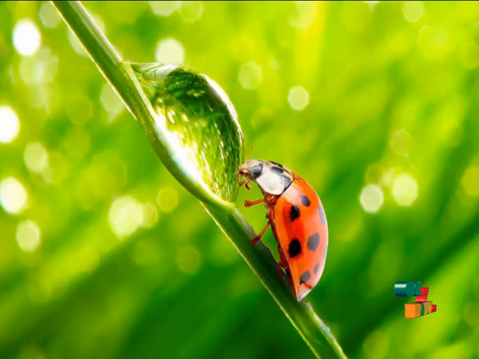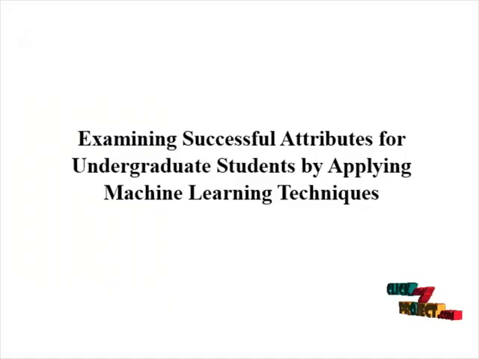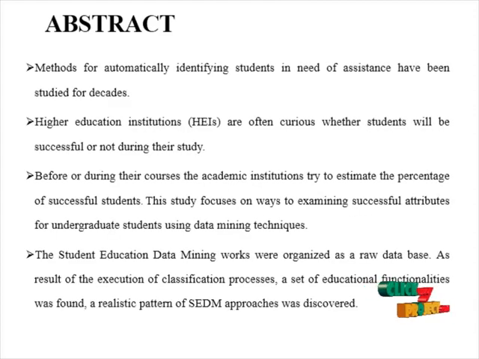Welcome to ClickMyProject.com. The title of the project is Examining Successful Attributes for Undergraduate Students by Applying Machine Learning Techniques. The abstract of the project is: methods for automatically identifying students in need of assistance have been studied for decades. Higher education institutions are often curious whether students will be successful or not during their study.